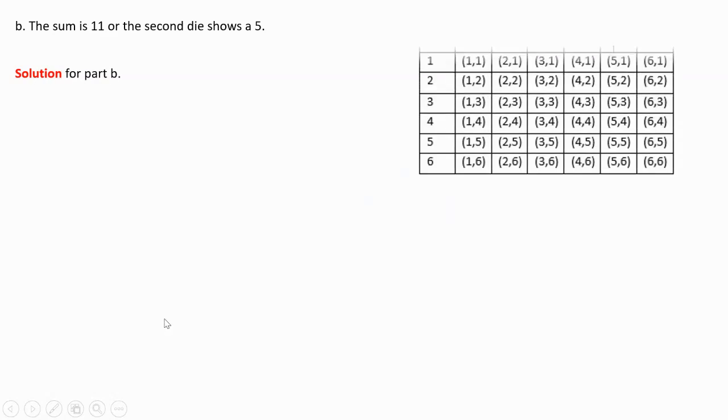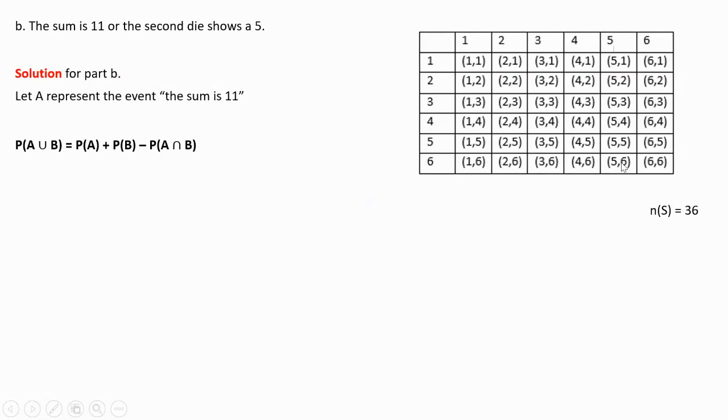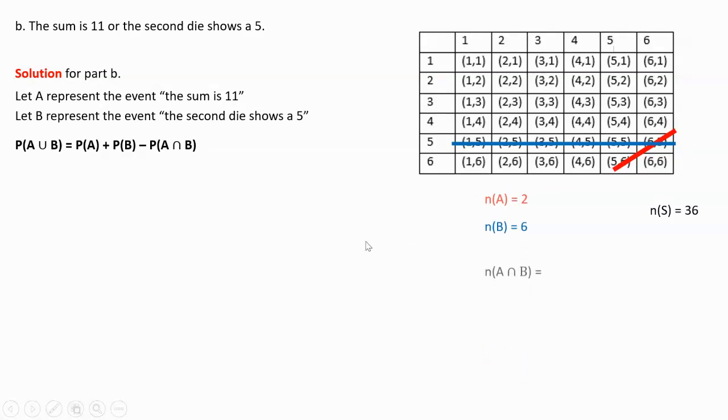Now for part B, it said the sum is 11, or the second die shows a 5. So again, the sample space is 36. So 11 will be here at the corner. There's only 2 of them. And the second die is a 5, so it's going to be here across. That'll be my B. So then it's going to give us 1, 2, 3, 4, 5, 6. Now the intersection will just be 1, right there where they intersect.